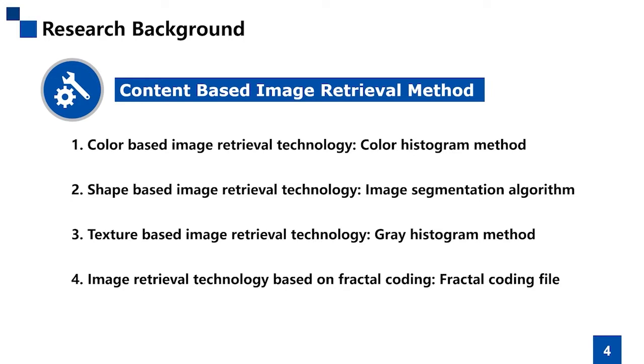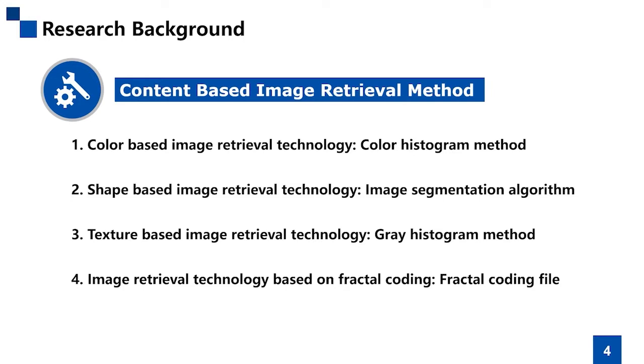3. Texture-based image retrieval technology. For example, the gray histogram method is used to obtain the texture feature, and then the median distance of the texture feature is used to measure the similarity.